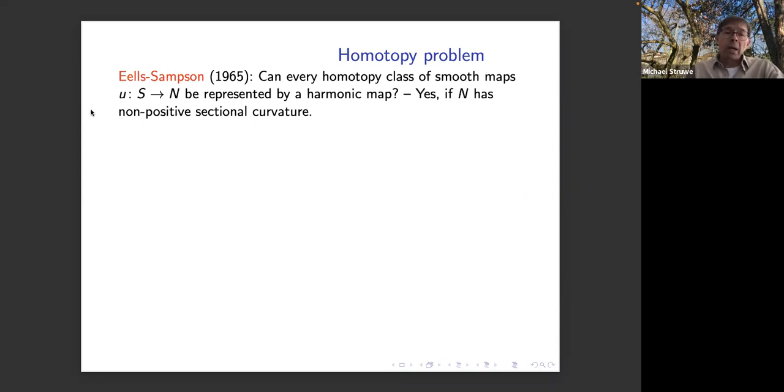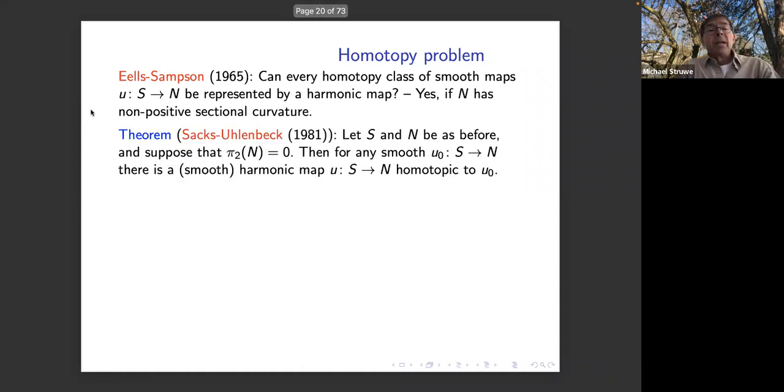Closed means compact and without boundary, as a submanifold of R^n, because such a closed target would have to have a point where the sectional curvature is positive. But in 1981, Sacks and Uhlenbeck found the following result.